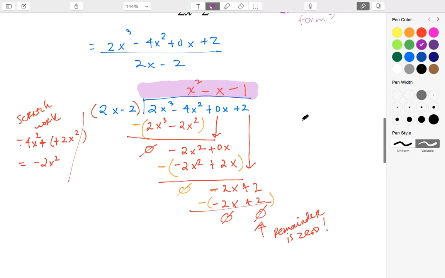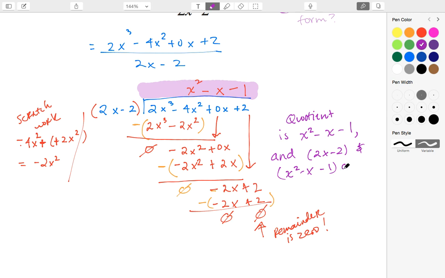So our answer, so we can say the quotient is x squared minus x minus 1 and 2x minus 2 and x squared minus x minus 1 are factors of the original problem, which is 2x cubed minus 4x squared plus 0x plus 2.